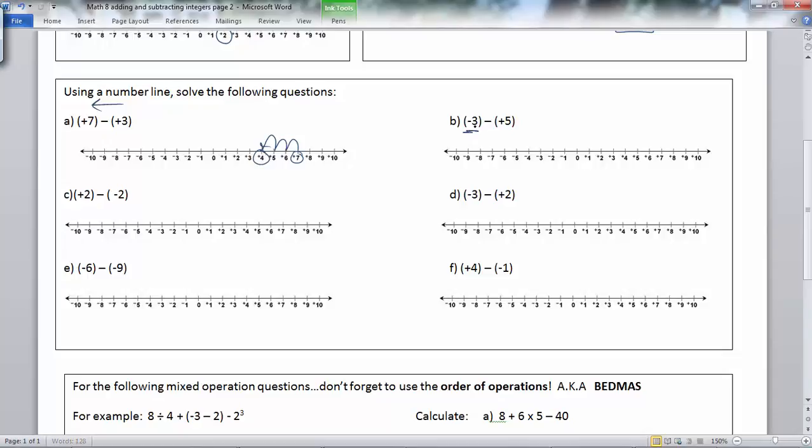Now the first one in here is a negative 3, but it's the same idea. I'm going to find that negative 3. Subtract means to go left, right? I'm getting smaller, right? Left is smaller. And I'm going to subtract 5. 1, 2, 3, 4, 5. The answer to this question is negative 8.